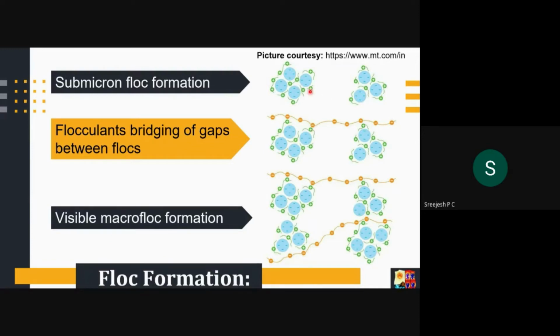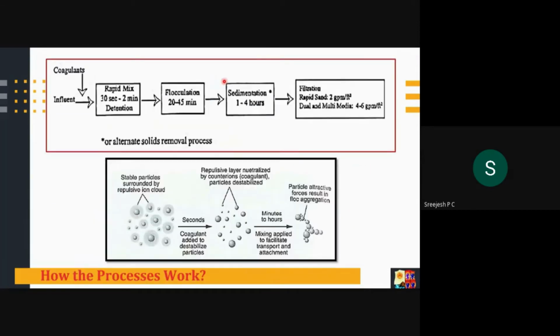Remember, coagulation is a kind of chemical reaction that is going to take place. But flocculation is a kind of physical interaction. So this is a chemical interaction and this is a physical interaction. That is the difference between coagulation and flocculation.